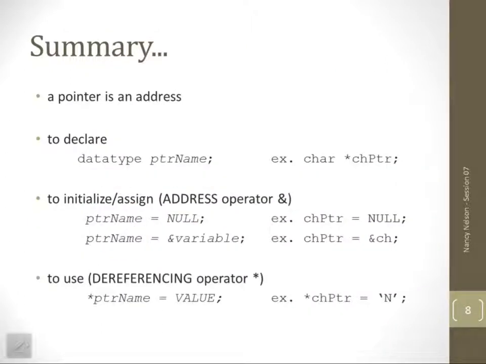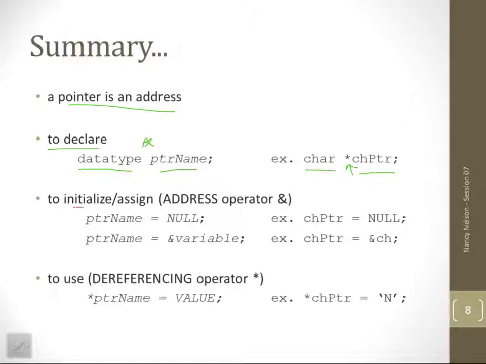So let's review these concepts. First of all, a pointer is simply an address. It's something that we can use to reference or get at the contents of another variable. We have the ability to declare them. We need to specify the data type. I'm missing a star here. There should be a star there. And then the name that we give to the pointer. So here we've got a character pointer that's pointing to a character.